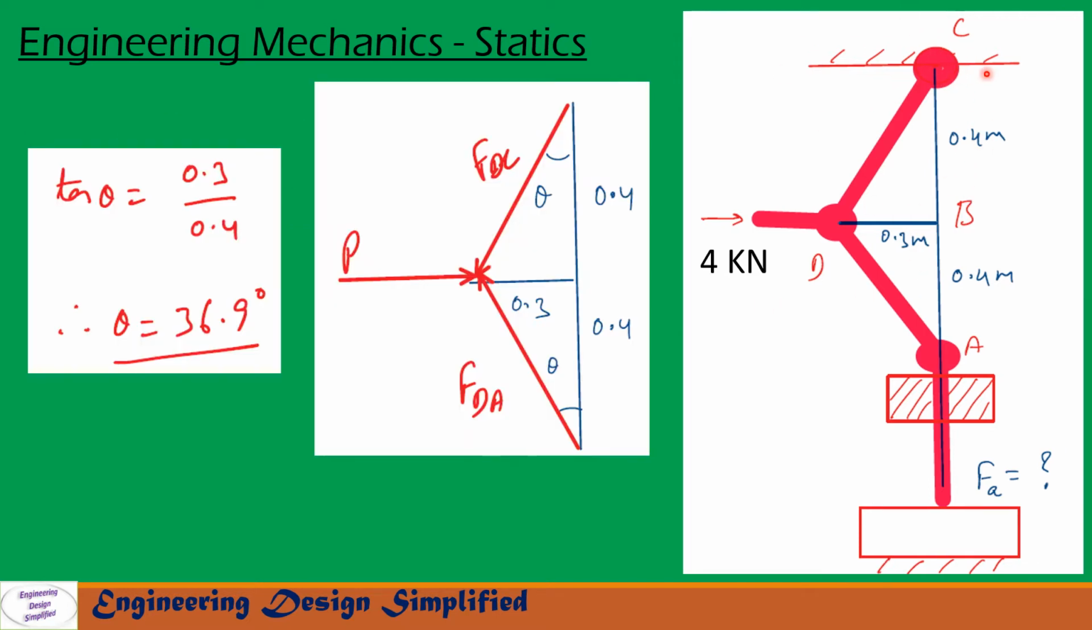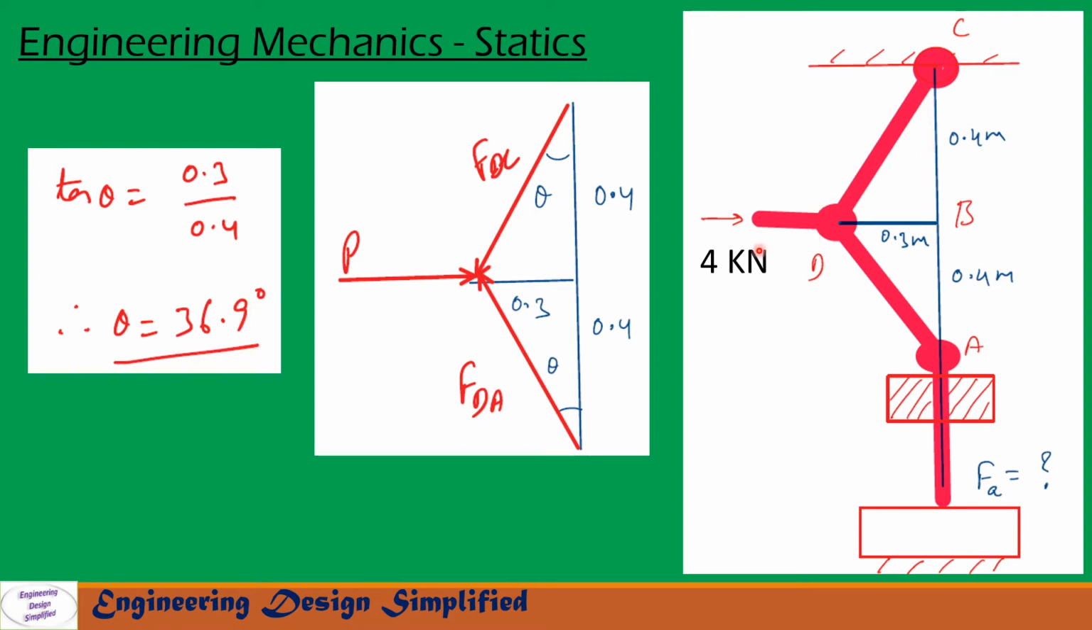In this problem, this length BC is given as 0.4 meter and BA is 0.4 meter and BD is 0.3 meter. And a force of 4 kilonewton is acting towards this one. So we have here two right angle triangles. So let us call this angle theta and this angle is also theta. From either of these triangles we get tan theta equal to 0.3 by 0.4. So theta can be written as theta equal to 36.9 degrees.